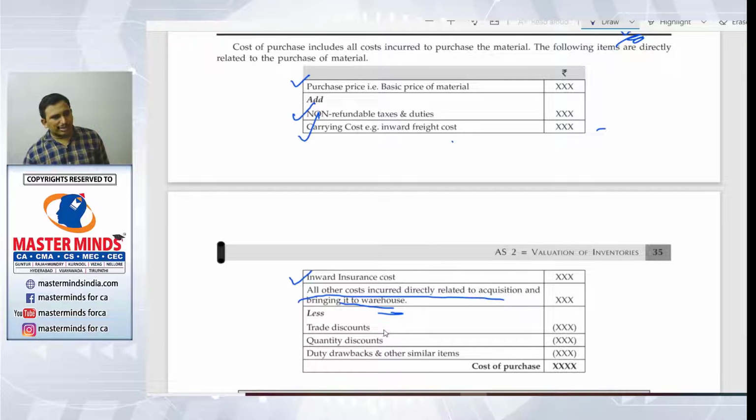Now what you will reduce is trade discount or quantity discount, both are the same, or any duty drawbacks, such as refund of taxes. These things are always to be reduced, not considered. So hope it is clear. This is all about cost of purchase.